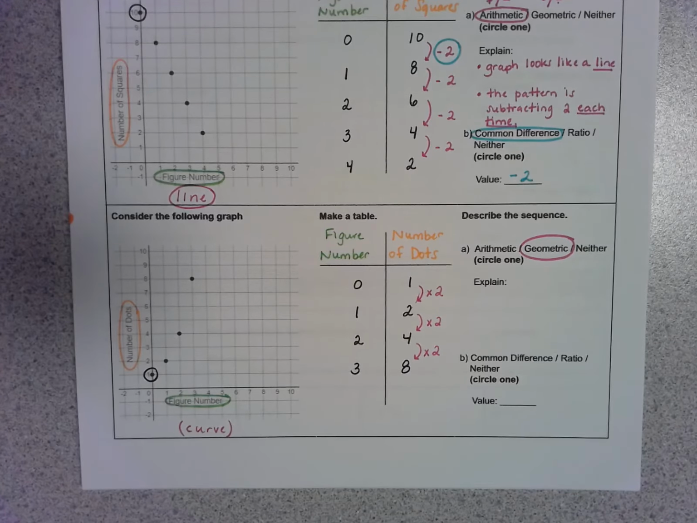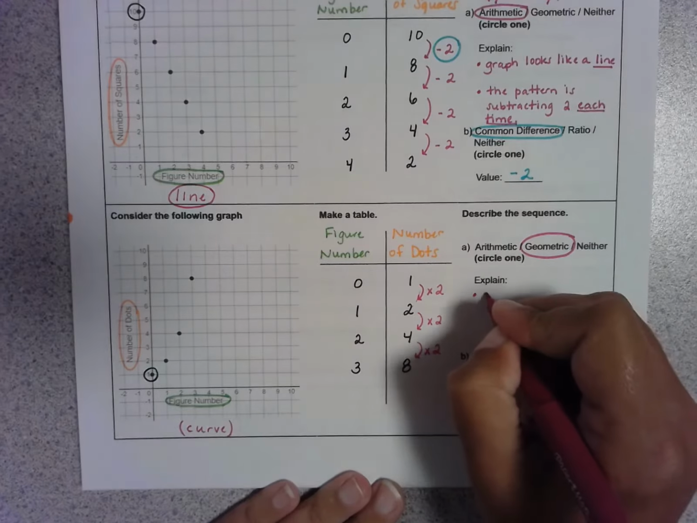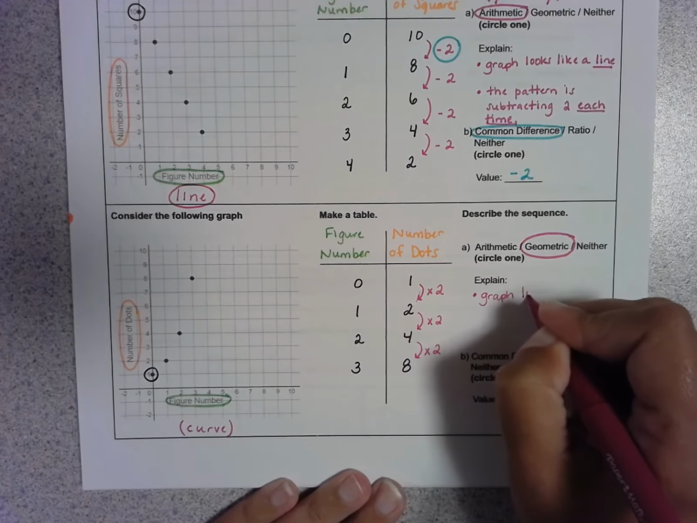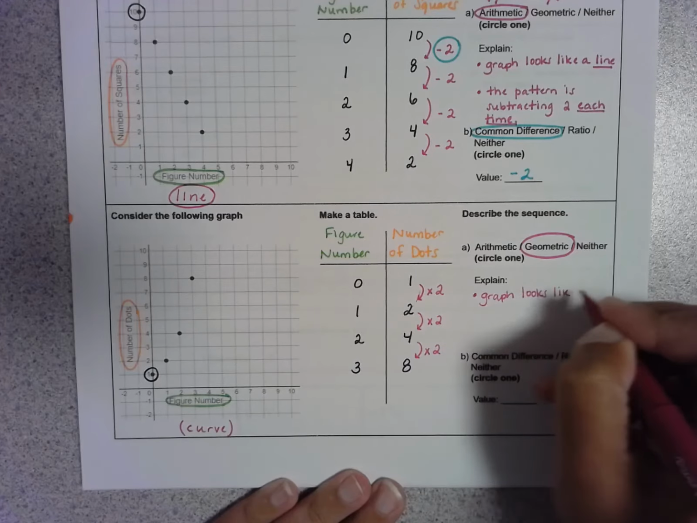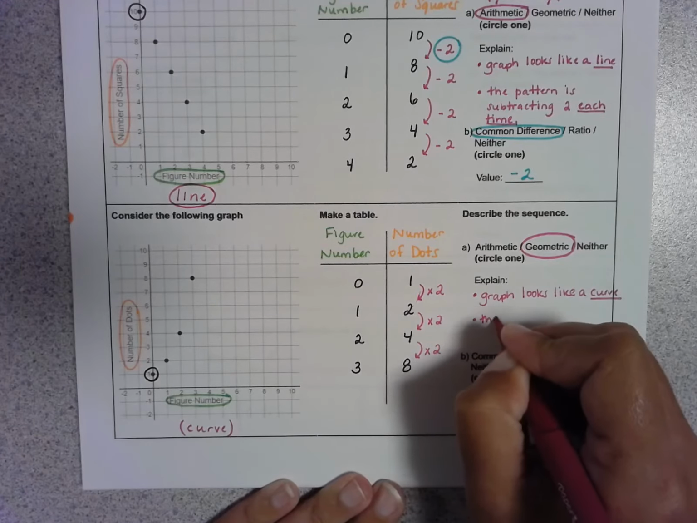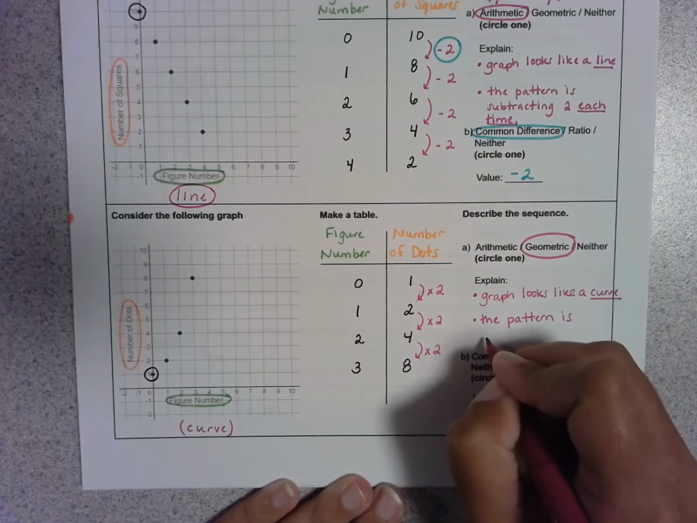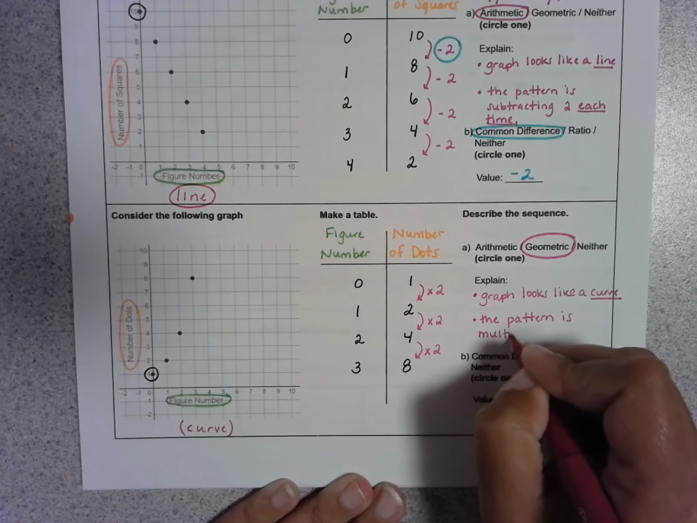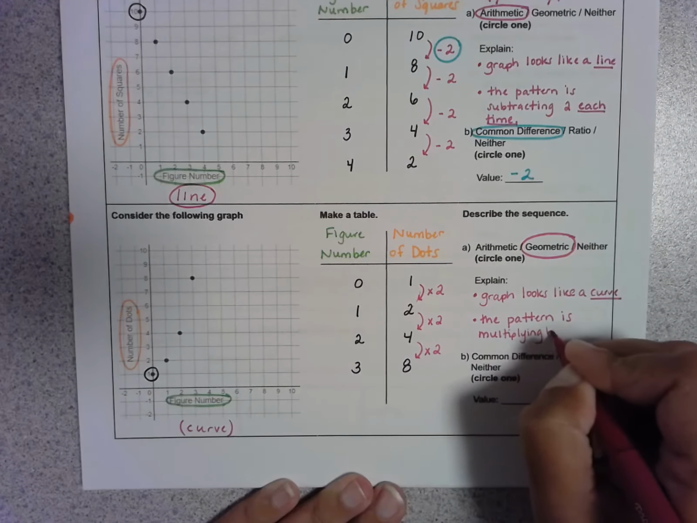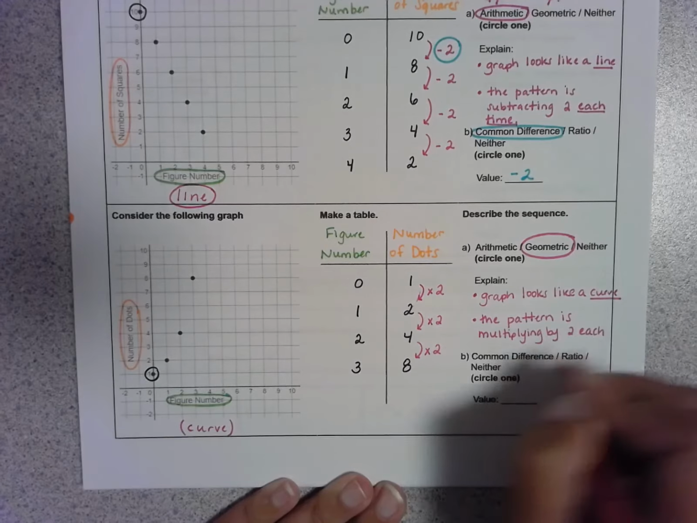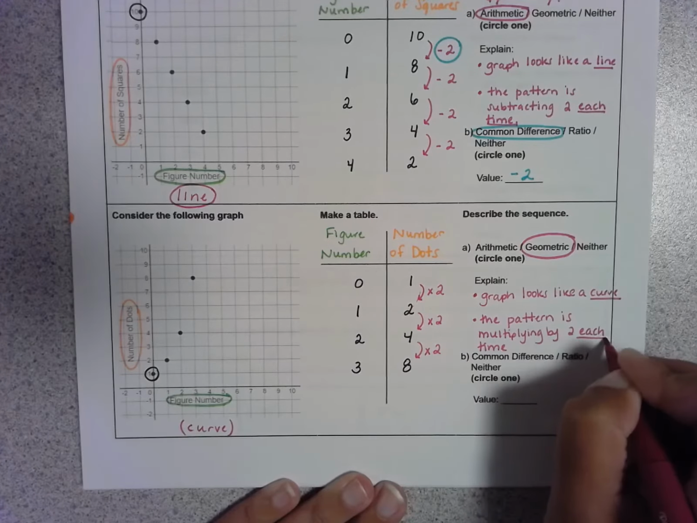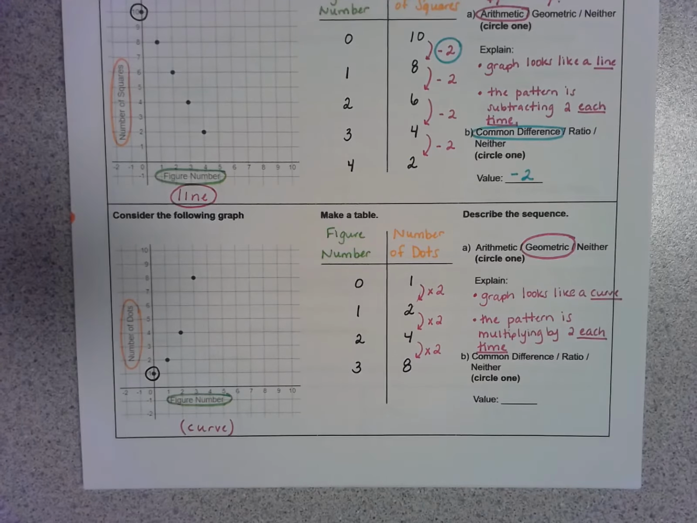We have two different ways to explain our reasoning here. We could say that the graph looks like a curve. We could also say that the pattern is, instead of subtracting 2, we are multiplying by 2 each time. And again, this phrase each time is really important because it needs to be a consistent pattern that happens every time in order for this to be a geometric sequence.